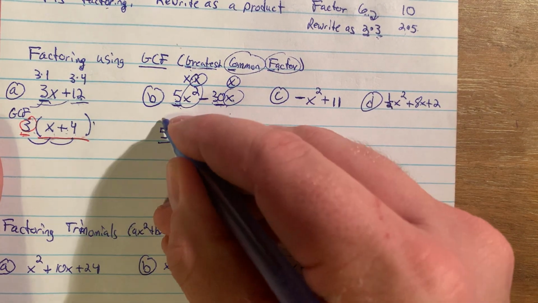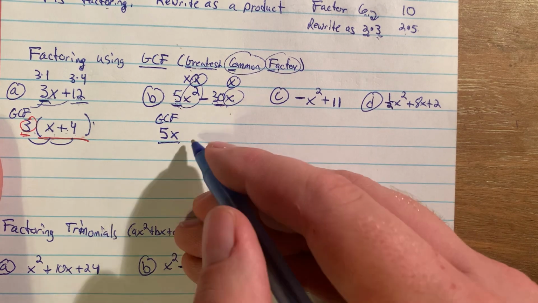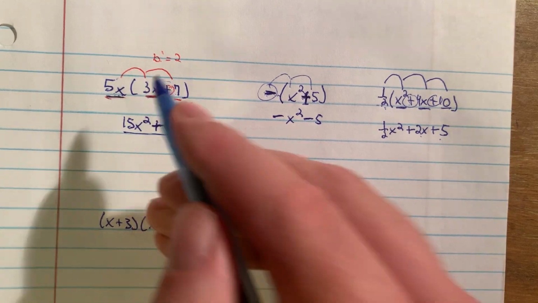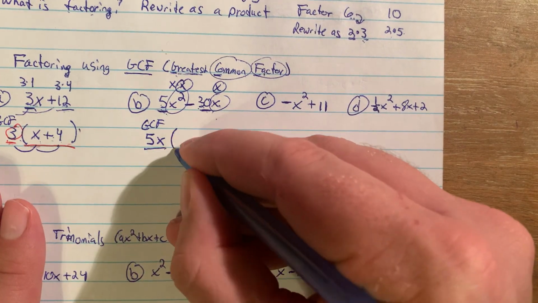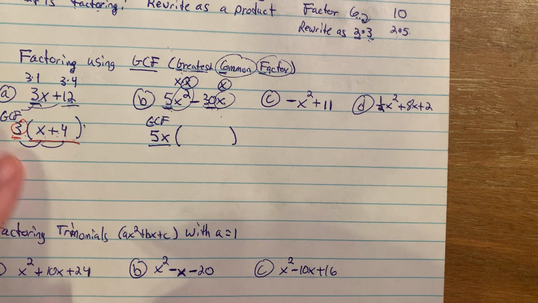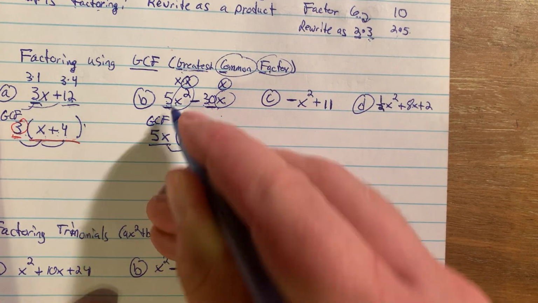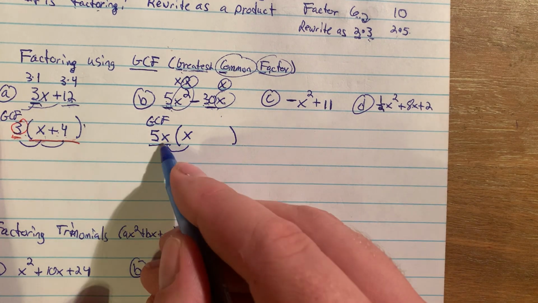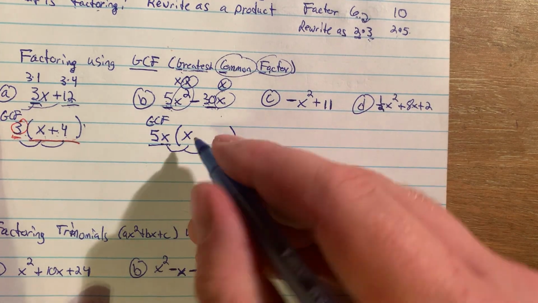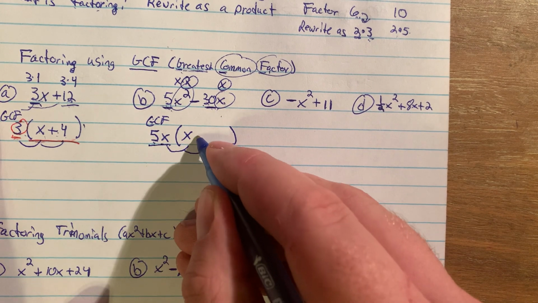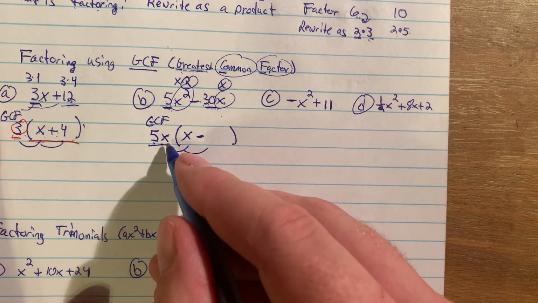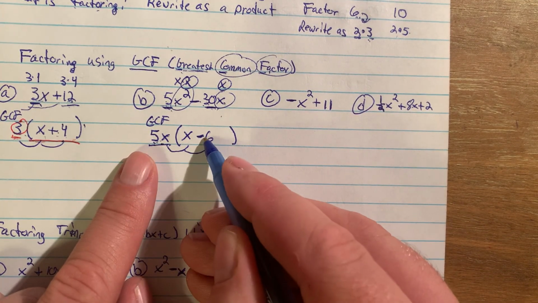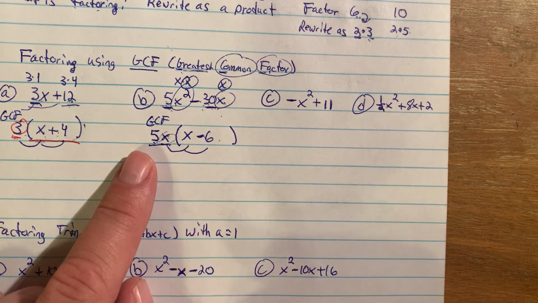So this is our greatest common factor, and it's the reverse of what we were doing here. We're bringing something to the outside. The 5x is going to be on the outside, and the question is, what is the binomial that it needs to multiply by? And so I always just think 5x times what will give me 5x squared? Well, 5x times x will give me 5x squared, and 5x times what will give me negative 30x? Well, a positive has to be times a negative to give a negative, so 5 times negative 6 is negative 30, and it already has the x, so we don't need an x here.